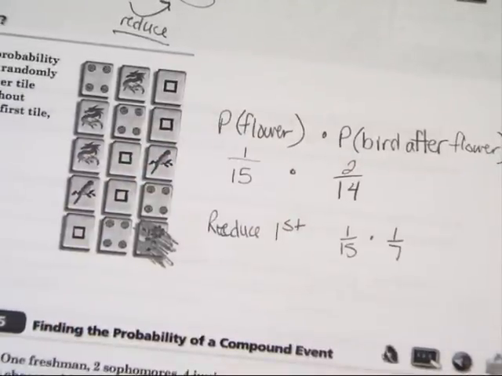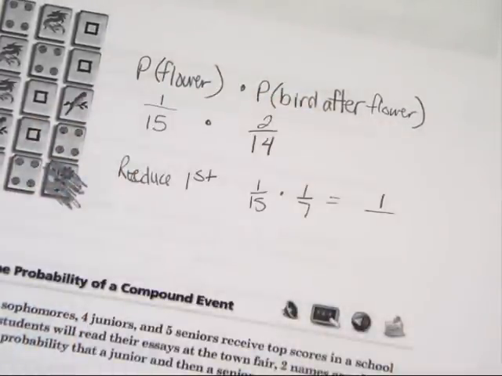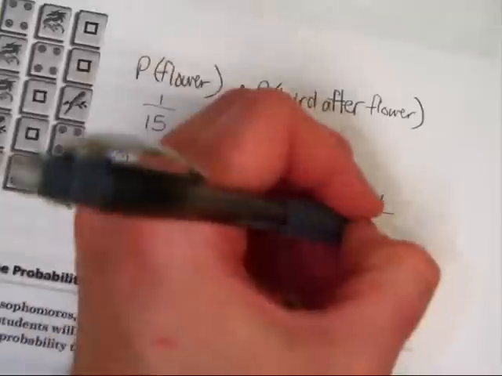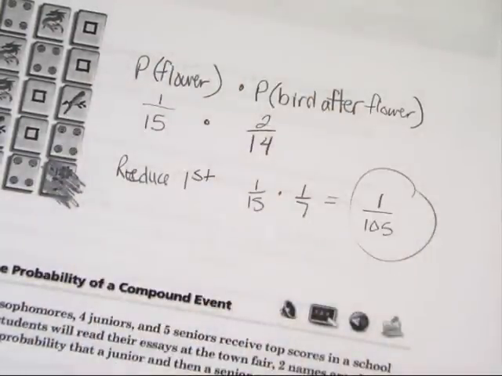Okay? You don't have to. You can reduce at the end. It doesn't matter. 1 times 1 is 1. 15 times 7 is 105. So there's the got it question for you.